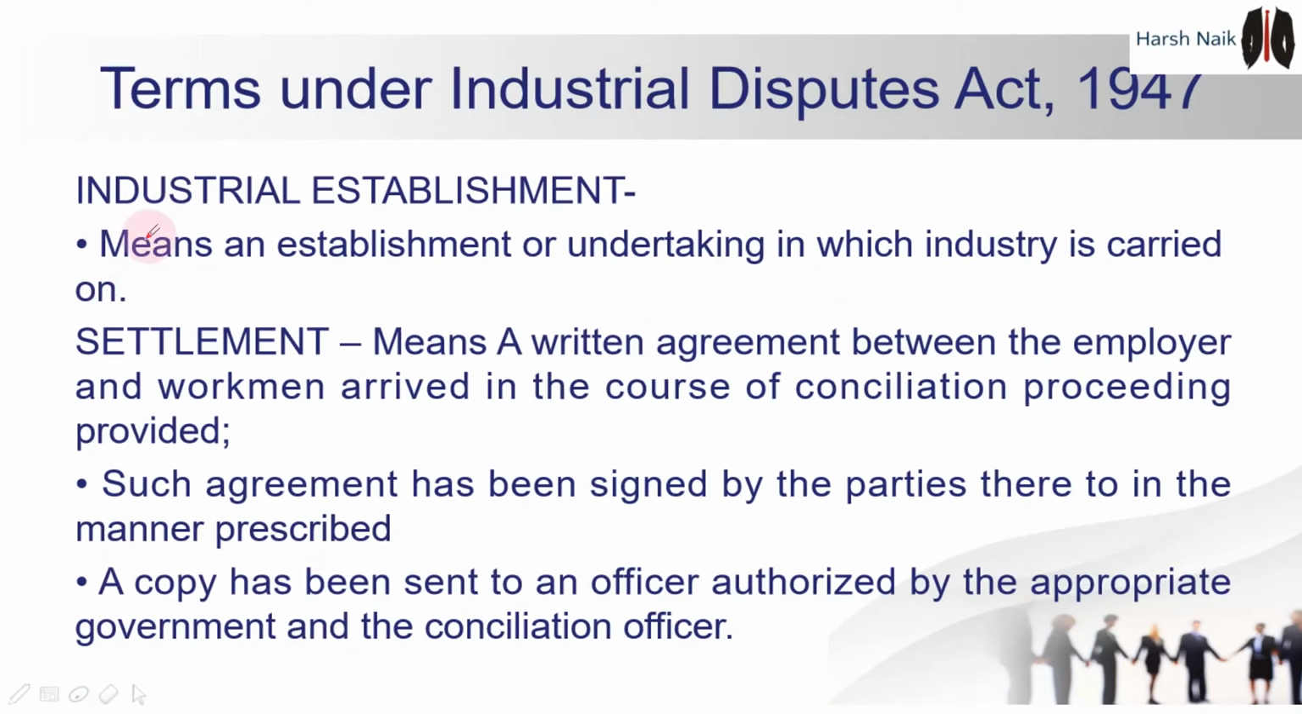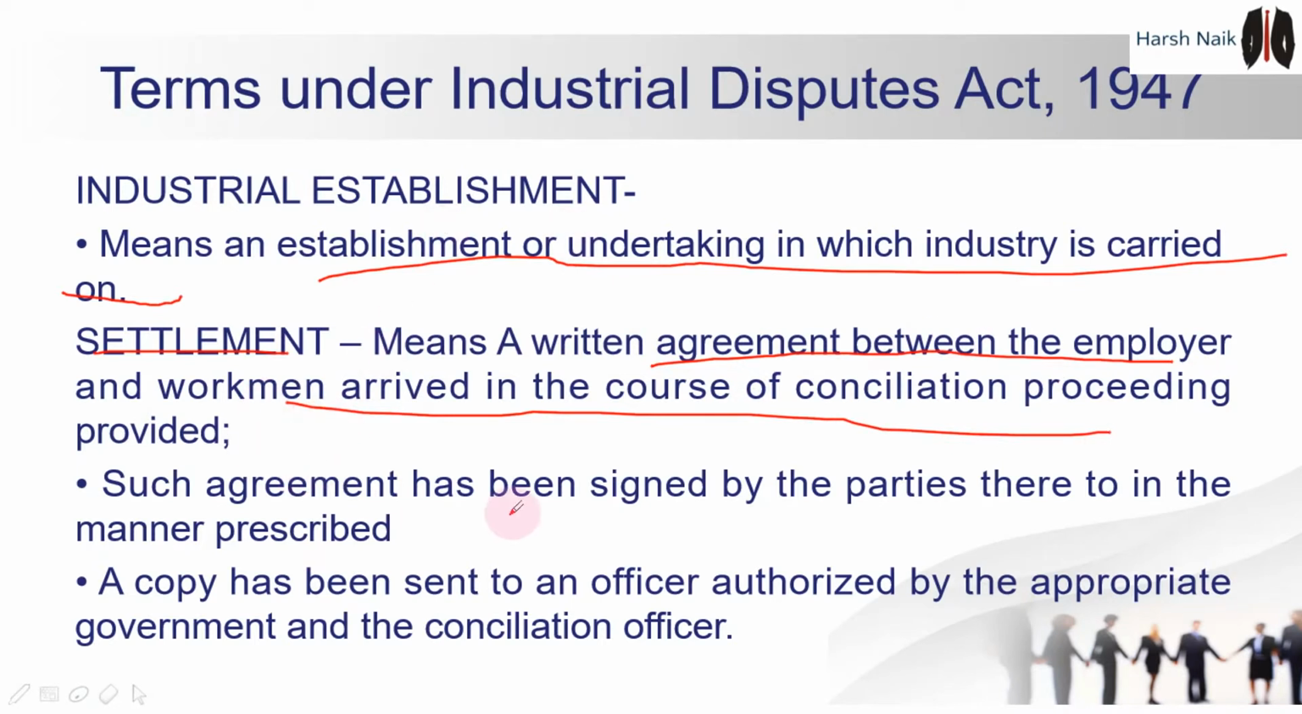Then industrial establishment means any establishment or undertaking in which the industry is carried out. The place where the industry is developed is called an industrial establishment. Then settlement. What is the meaning of this settlement? It means an agreement between the employer and workman arrived at in the course of conciliation proceeding, provided the agreement has been signed by the parties in the manner prescribed and a copy has been sent to an officer. Basically settlement means any kind of compensation paid to the workers, right? And for some required conditions, that is called settlement. And there will be a written agreement between workman and employer, and it will be signed by the workmen also, right? That they are agreeing to those settlements. That is called settlement.